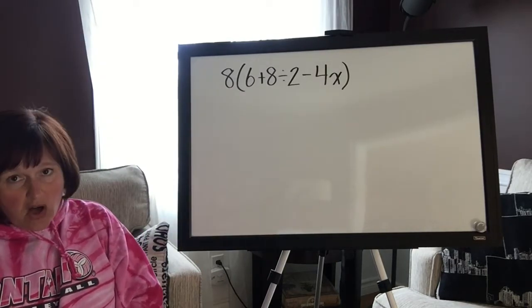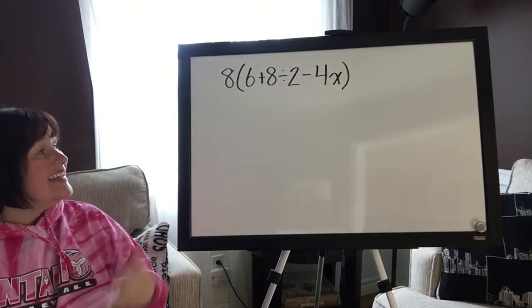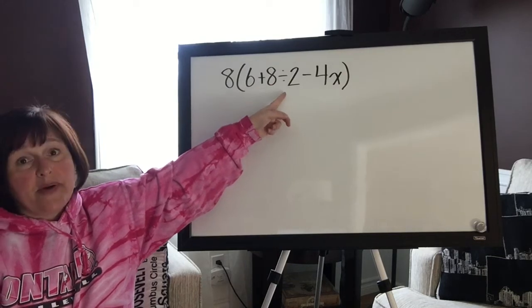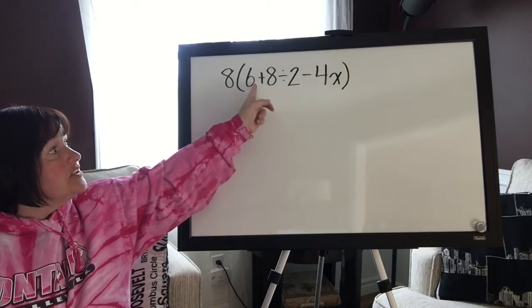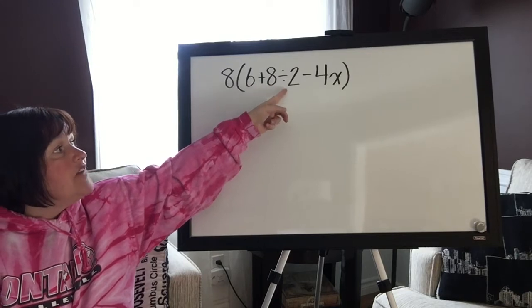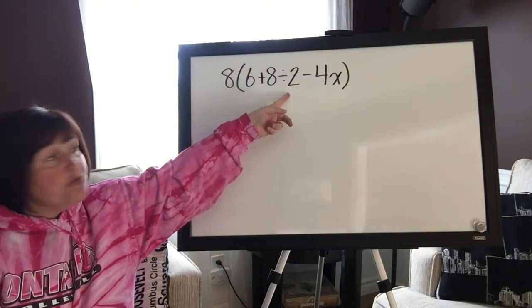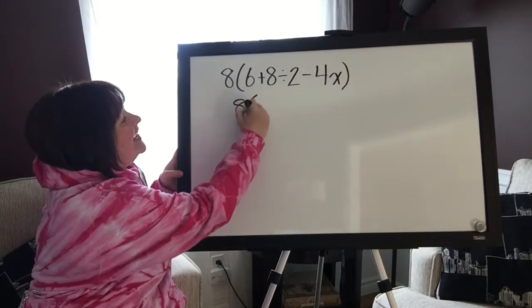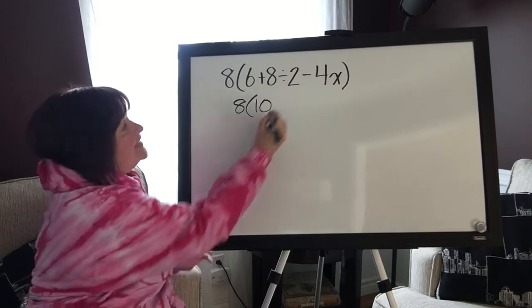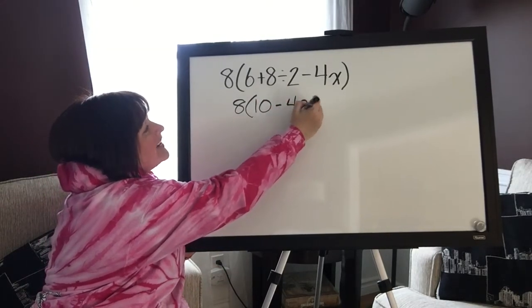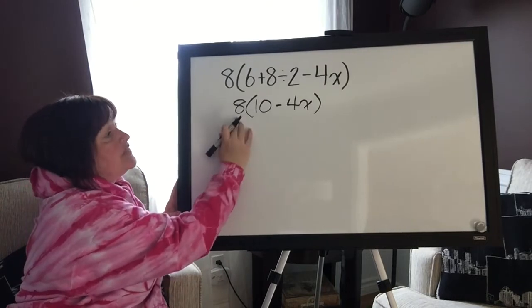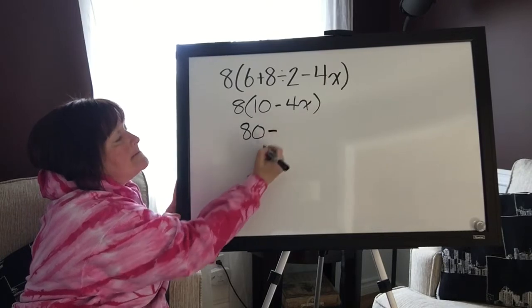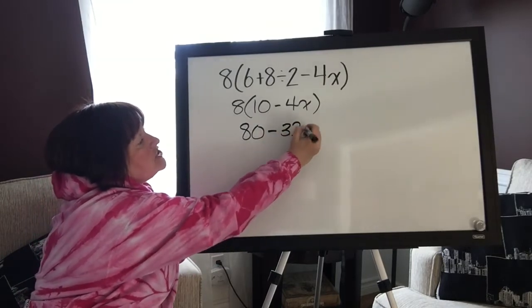So first of all, let's solve what we can inside the bracket before we distribute. Well, we have to do the 8 divided by 2 first because division comes before addition. So we have 8 divided by 2, which is 4. 4 plus 6 is 10. Now my expression becomes 8 with my 10 minus 4x. I can distribute the 8, so it becomes 8 times 10, which is 80, minus 32x.